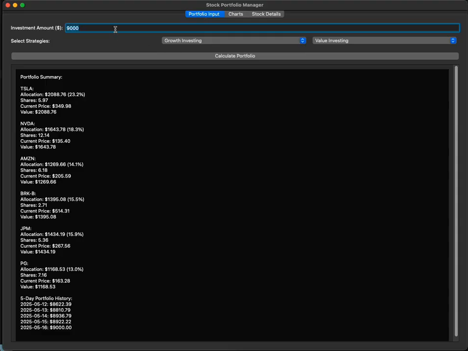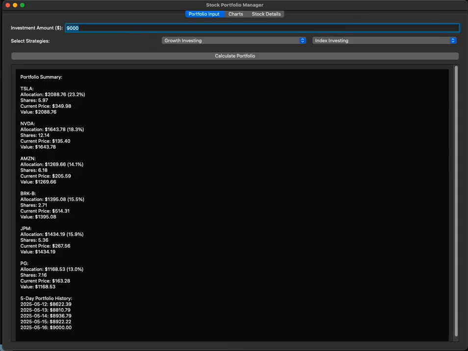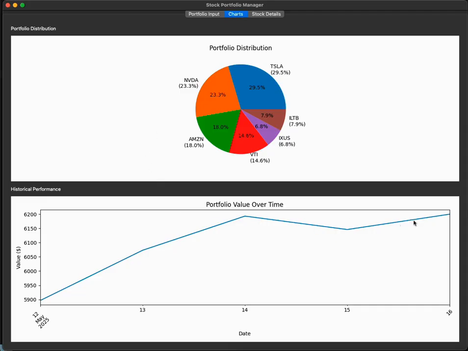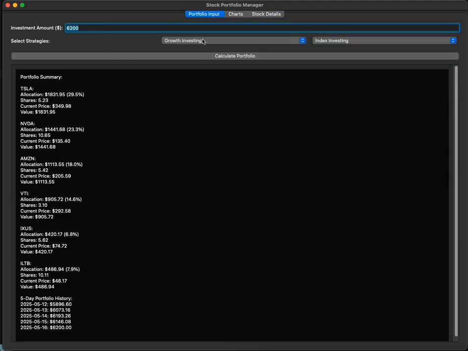Now test case 8: Ethical plus quality investing at $7,500. The test blends ESG-focused companies with financially strong ones. Stocks included AAPL, Adobe, NSRGY, Microsoft, J&J, and V. Performance dipped slightly midweek and rose back to $7,500 by May 16, showing accurate rounding and price tracking. The pie chart was correctly labeled and share calculations, like Microsoft at 3.52 shares at $454.24, were exact.